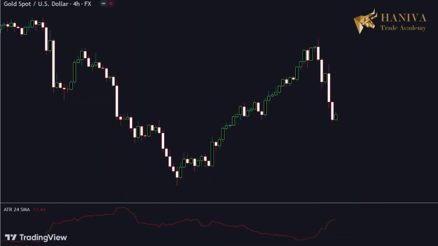Consider the chart which pertains to gold. This chart is for a 4-hour time frame. We can use the average true range, ATR indicator, with a period of 24 on all time frames. This asset on the 4-hour time frame has an average true range of 17, meaning it can have this level of fluctuation in a standard 4-hour period.